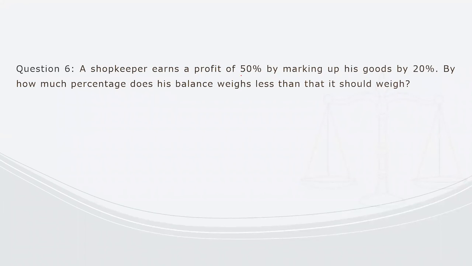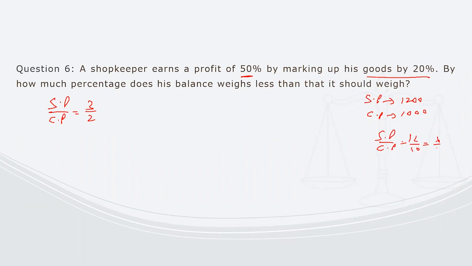A shopkeeper earns a profit of 50%. So overall, his ratio of selling price by cost price should be 3/2. Ultimate ratio has to be 3/2. By marking up his goods by 20%. So in this particular transaction, his selling price should be, suppose, 1,200 if his cost is 1,000. That's a markup, right? So it cost me 1,000 rupees. I should do a markup of 20% and sell it at 1,200. So my selling price by cost price ratio in this particular transaction, when I do a markup, has to be 12/10, or 6/5, one and the same thing, right? So this ratio will be 6/5.